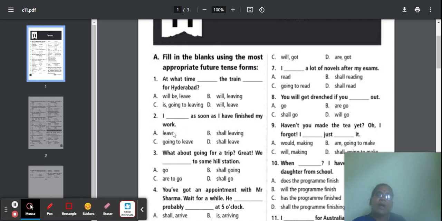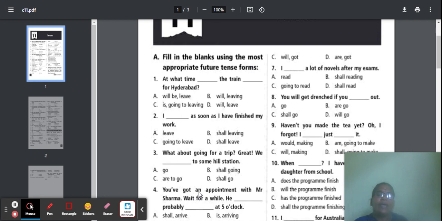Next, question number 2. I dash as soon as I have finished my work. So "I" is coming. Correct, option D. I shall leave as soon as I have finished my work. Next, question number 3. What about going for a trip? We dash to some hill station. Here "we" is coming. Yes, shall. Very good, your guessing is correct. We shall go to the hill station.